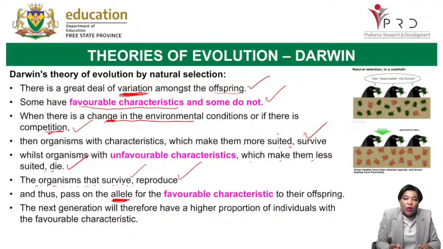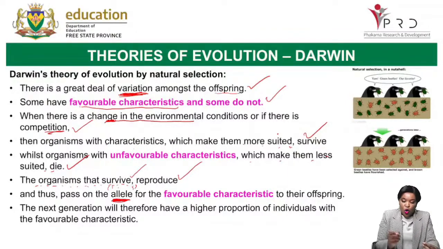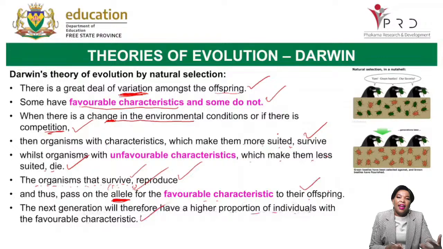Now with Darwin, we are not talking about just a characteristic. We are talking about an allele. So it means it is at a gene level, DNA. So they then pass the allele for that favorable characteristic to the offspring. Then the next generation will therefore have a higher proportion of the favorable characteristic. Please learn this story off by heart. You are going to be expected to answer questions on this.